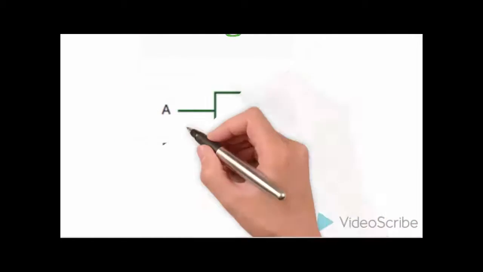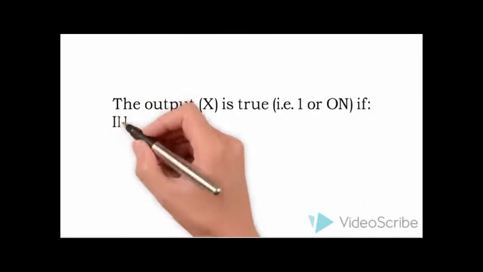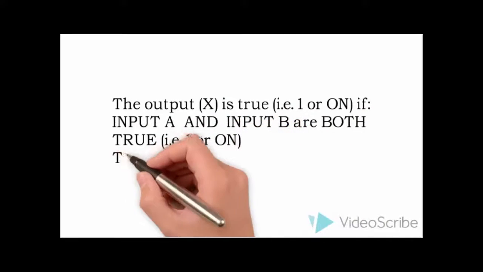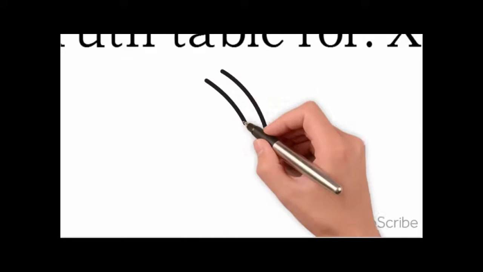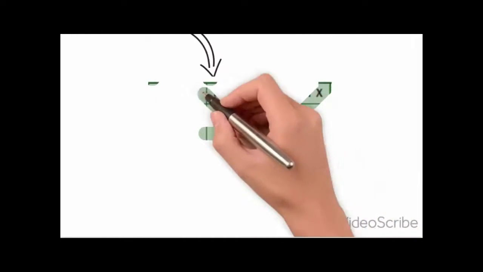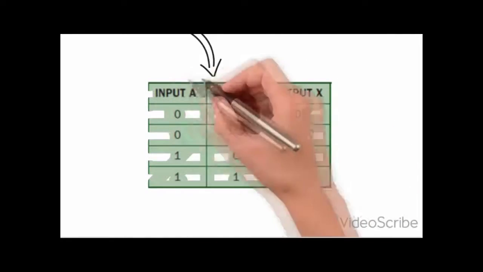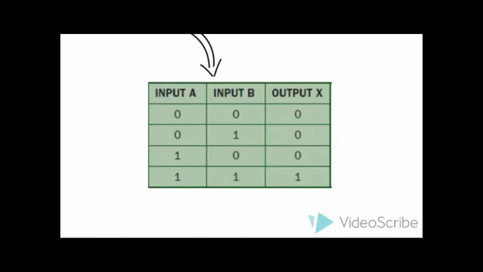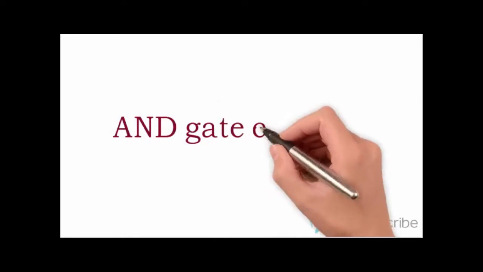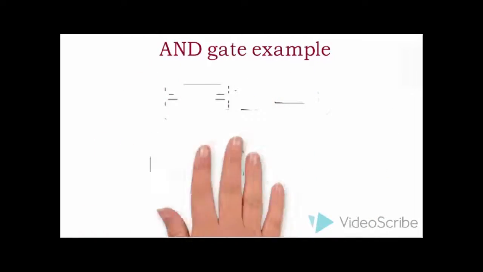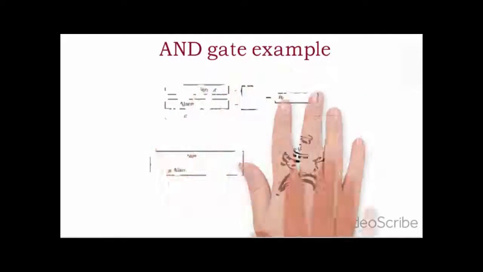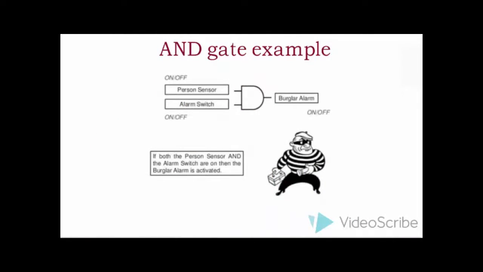AND gate. Two inputs A and B, one output X. The output X is true, 1 or on, if input A and input B are both true. Truth table for X equals A AND B. AND gate example: person sensor and alarm switch, burglar alarm. If both the person sensor and the alarm switch are on, the burglar alarm is activated.